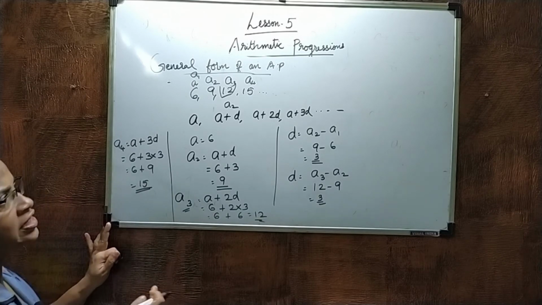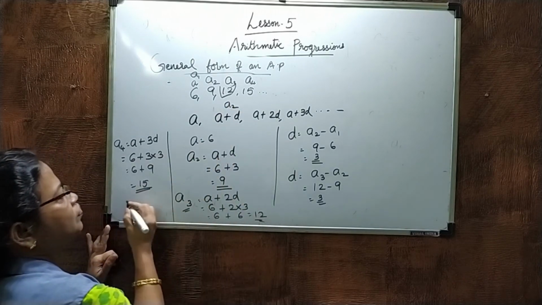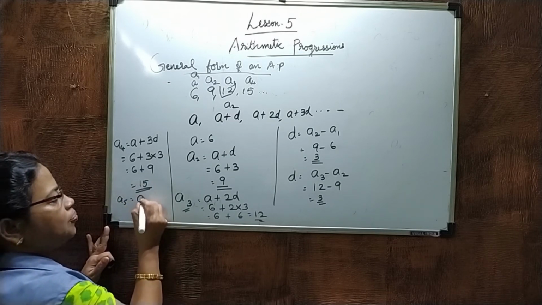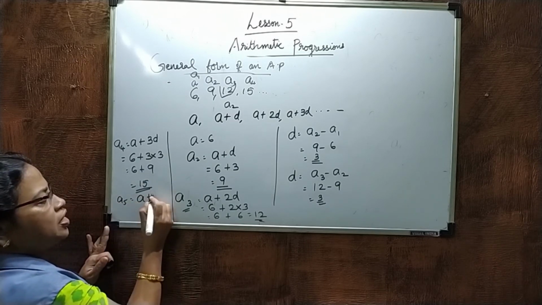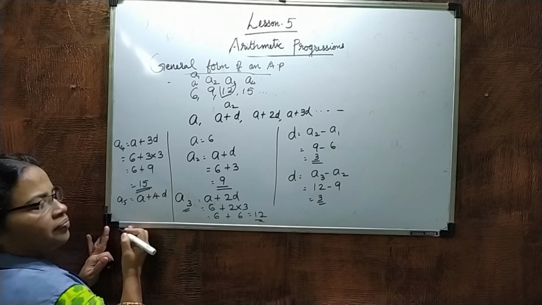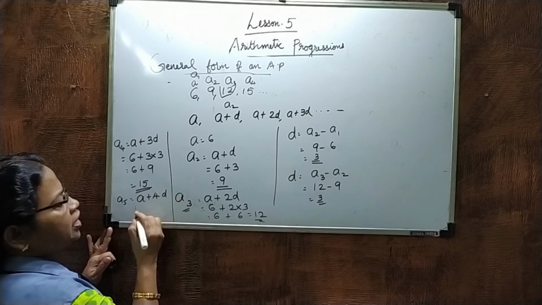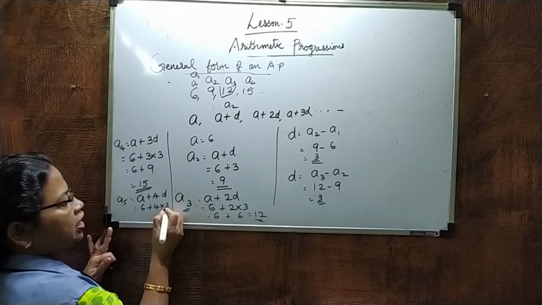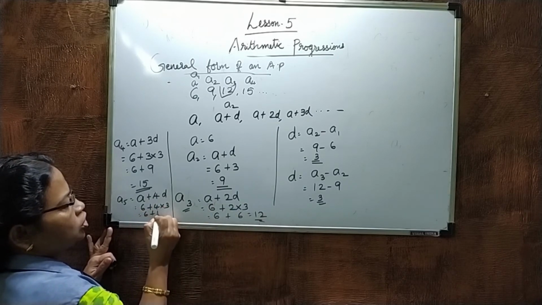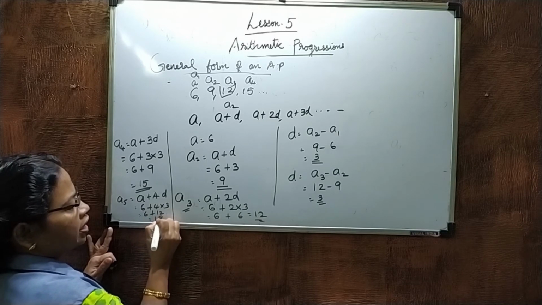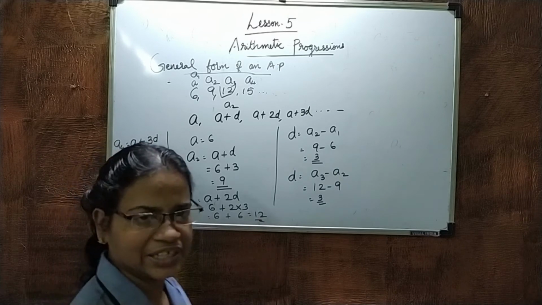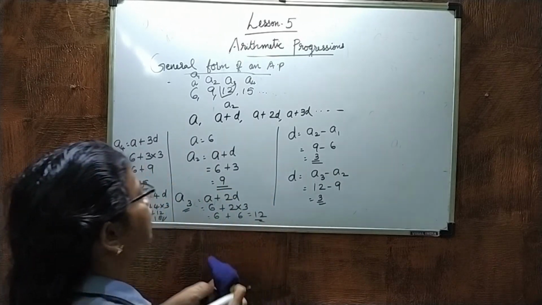How will you find out the next term? Here it is A5. How will you find out A5? It is A plus, here 5 minus 1, it is 4D. Is equal to, how much is A? 6 plus 4 into D is 3. So it is 6 plus 12. You will get the answer 18. Clear? Like that you have to find out. So once again I will just explain. Okay. So here it is, just look.